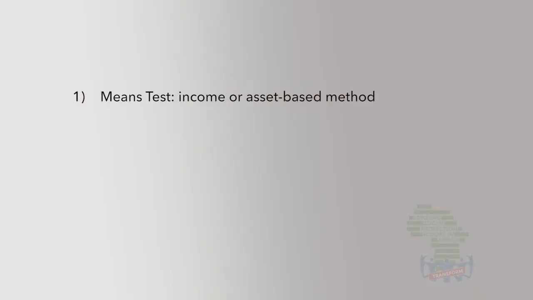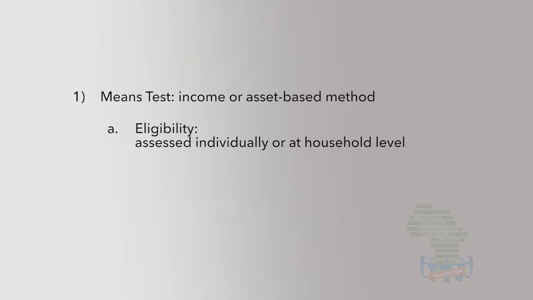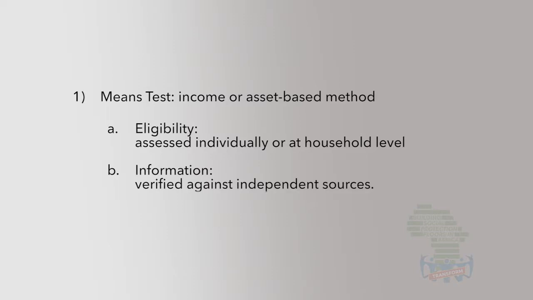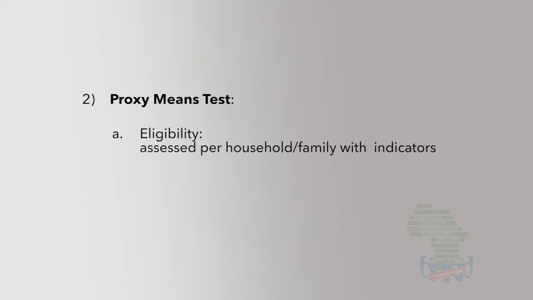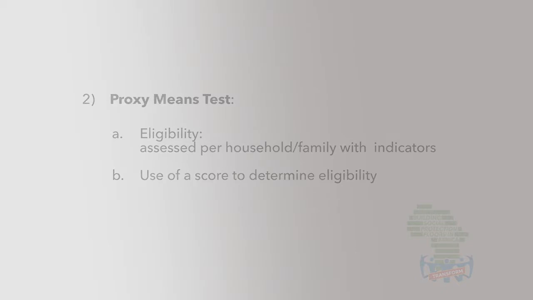The first one is means test. Means test is an income or asset-based method. Eligibility for benefits is assessed individually or at the household level, and information is verified against independent sources. For instance, you may be required to produce a salary slip from work that shows how much you earn. The other method is proxy means test, where eligibility is assessed per household or family using multiple indicators to determine poverty. A score is then normally used to determine eligibility.